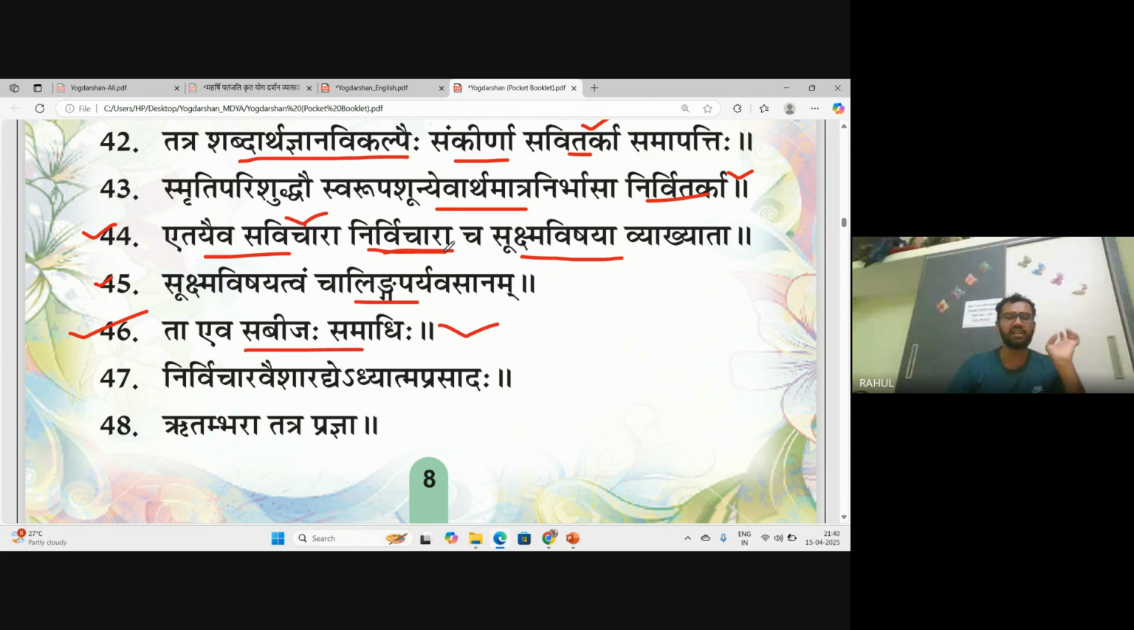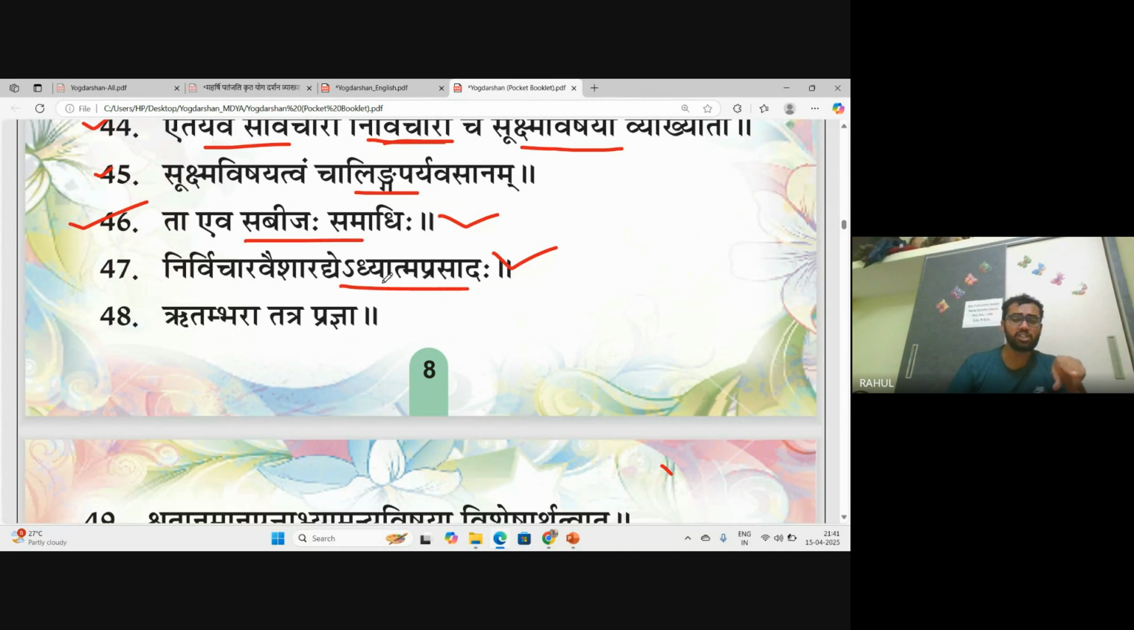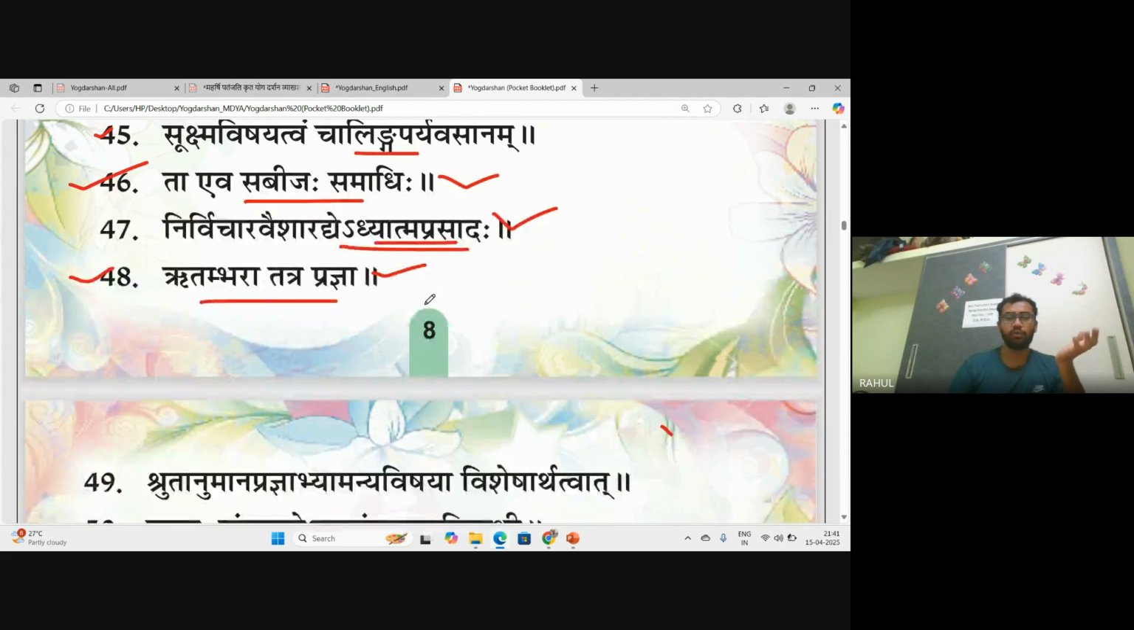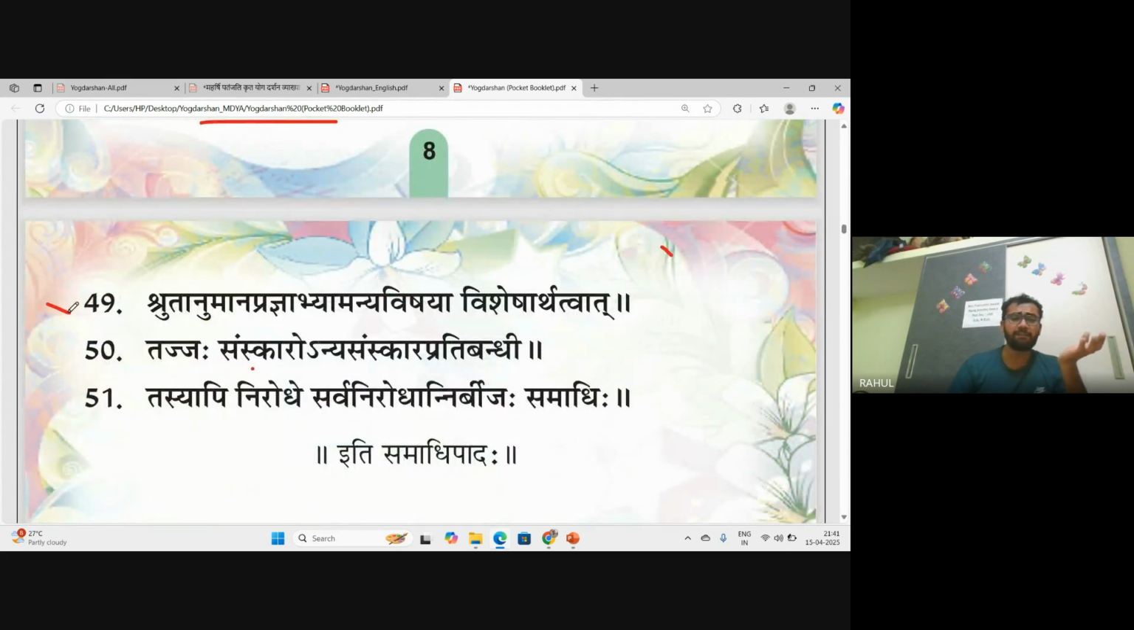Because of that Adhyatma Prasada, that spiritual knowledge, our Ritambhara Pragya will activate. What is the quality of the Ritambhara Pragya? Sutra number 49. We can't imagine it; it is apart from our imagination. It is a special kind of Pragya, special kinds of spiritual experience, special kinds of knowledge, apart from our thinking also. So that kind of powers the yogi will be able to attain.